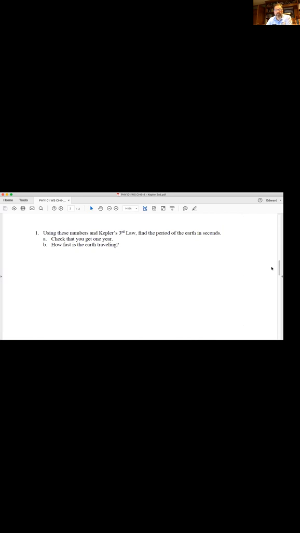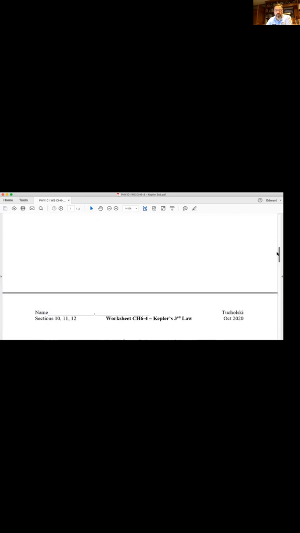And then the second thing I want you to do is to use one of these equations to figure out what the speed is, right? You've got your choice here. You can either use 2 pi r over the period once you've got the period, or you can use Newton's universal law of gravitation times the mass over the radius. And I think each group is going to have that option.